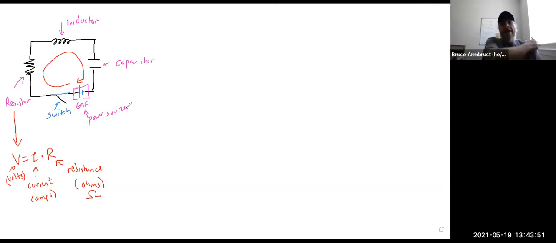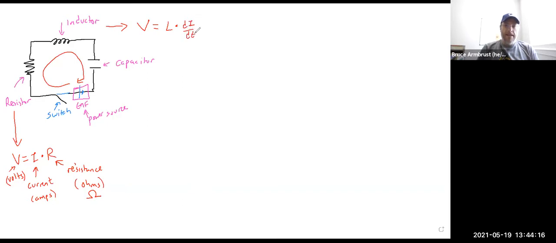Okay, I can totally see that sometimes. When I've taught E&M, if I'm running low on time, I skip inductors because they're not as important as resistors and capacitors. So let me just give you the voltage drop over an inductor. Again, it's going to be in volts, and it's L times di/dt.